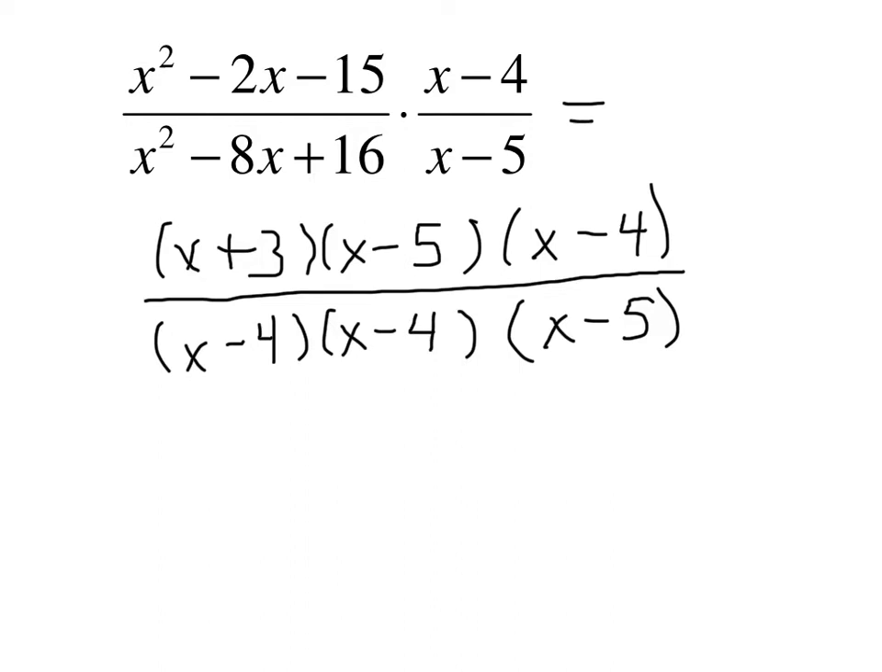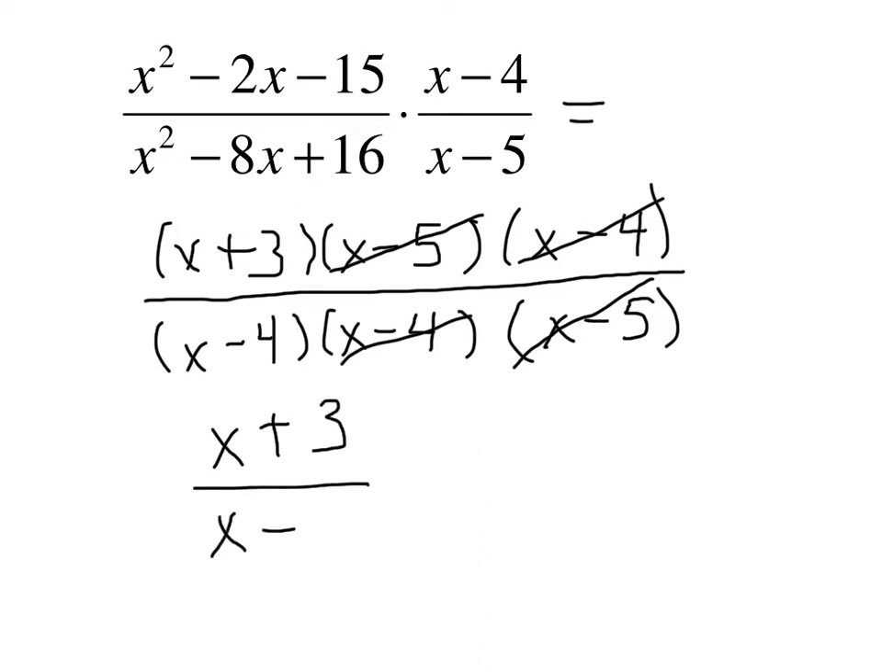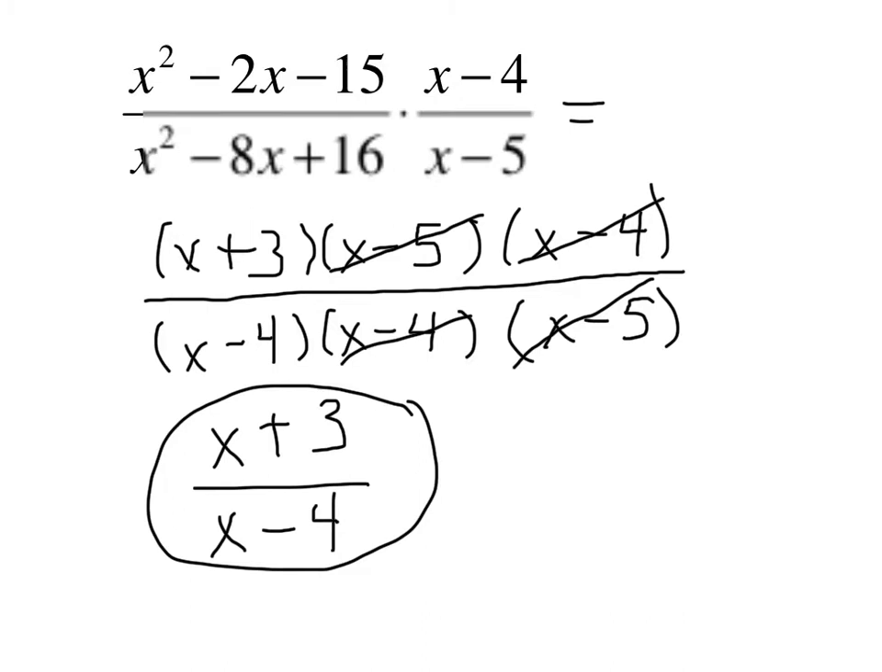Now that it's been factored, we see things that we can cancel. Cancel factors, not terms. Cancel these guys, cancel these guys. And our final answer is x plus 3 over x minus 4. And of course you know that's as far as you can go. You cannot cancel the x's because those are terms separated from the rest of the problem through addition and subtraction.